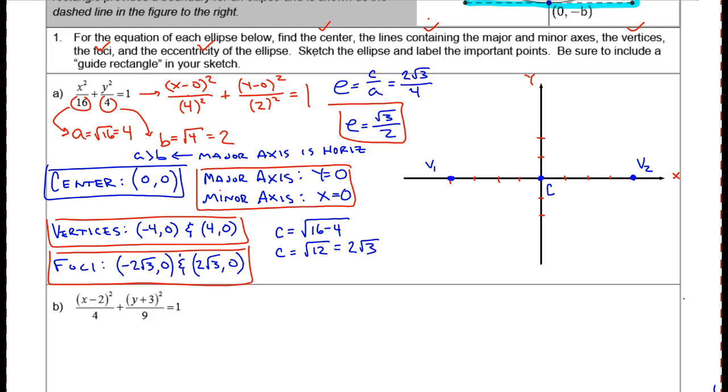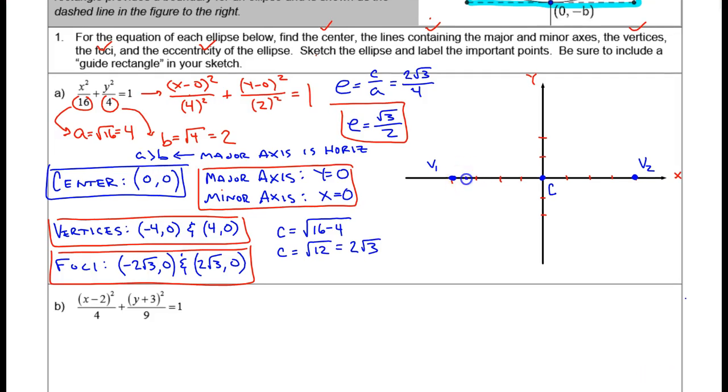The foci are at -2 root 3, 0, and if you evaluate 2 root 3 in your calculator, you're going to see it's about 3.5. So my foci are going to be at -2 root 3, which I'll call F1, and +2 root 3. So -2 root 3, 0, and +2 root 3, 0, which I'll call F2.